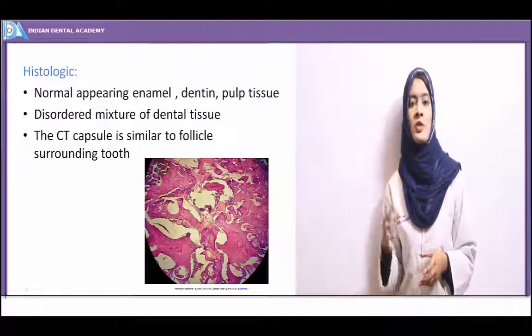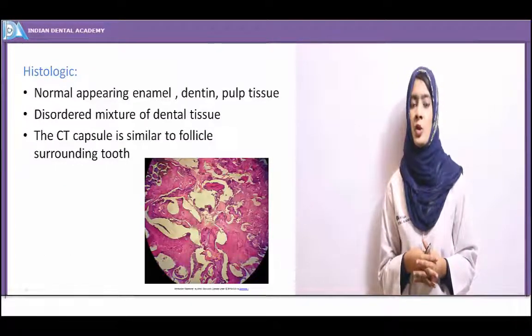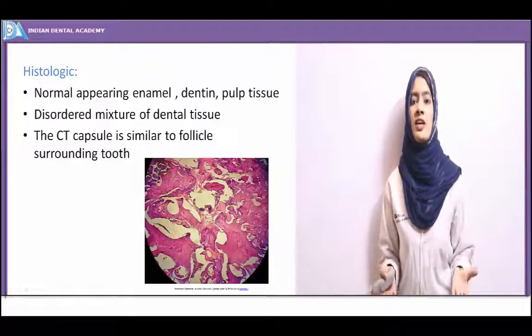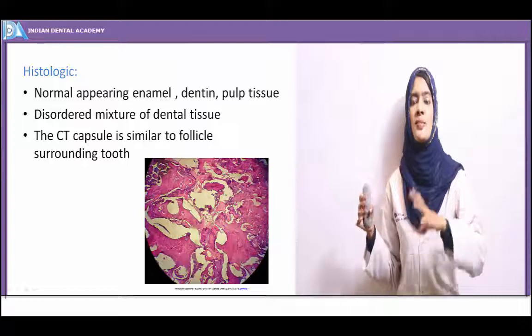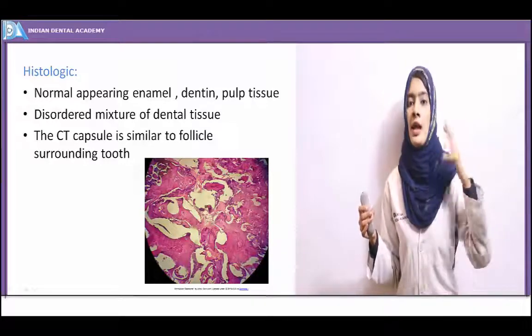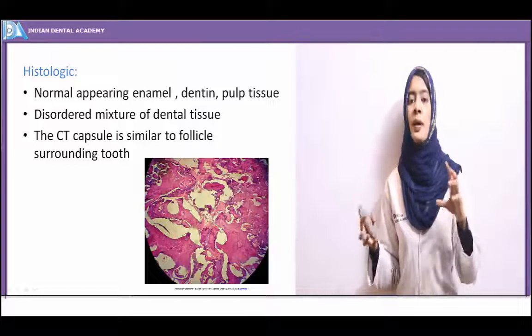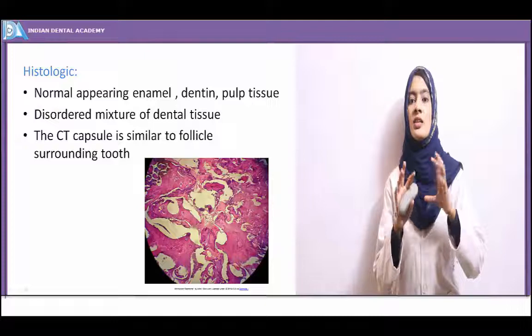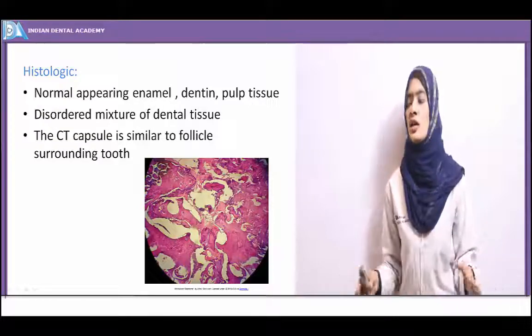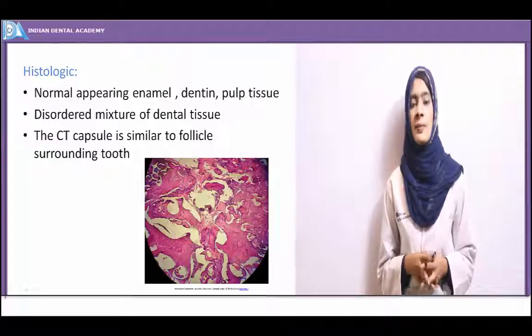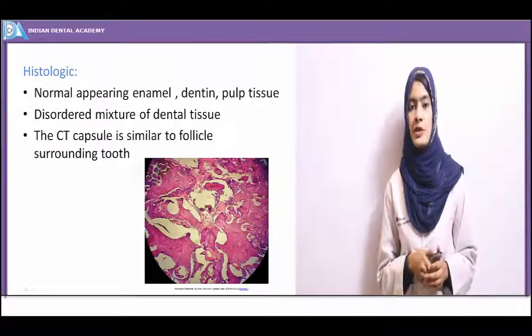When you see the microscopic picture of odontoma, you can see a disordered mixture of dental tissues. The calcified tissues are present here and there. They may resemble the normal enamel, dentin and pulp tissue, but the relation between enamel, dentin and pulp to one another is not normal. They are disorderly organized, and the connective tissue resembles a follicle surrounding an erupting tooth.